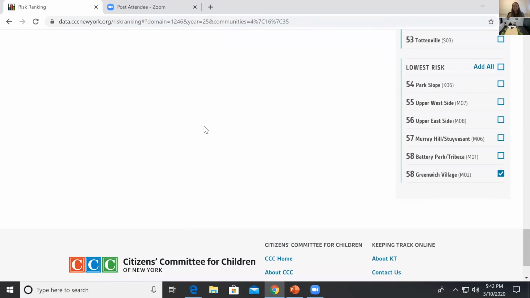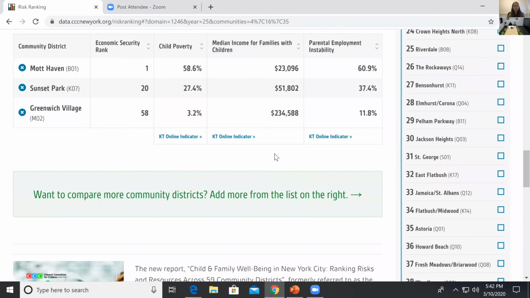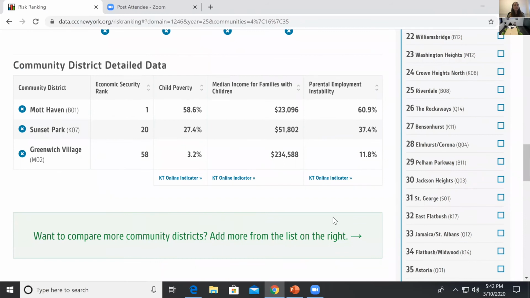Okay, so what you can do after you've checked off all of the communities that you want to compare is scroll up, and you'll get this little detailed graph here. What it's doing is comparing, and you can add as many communities to this as you want. The lowest risk, one that's kind of right in the middle, and the highest risk. Opposite, I said it the wrong way. Lowest, medium, highest.